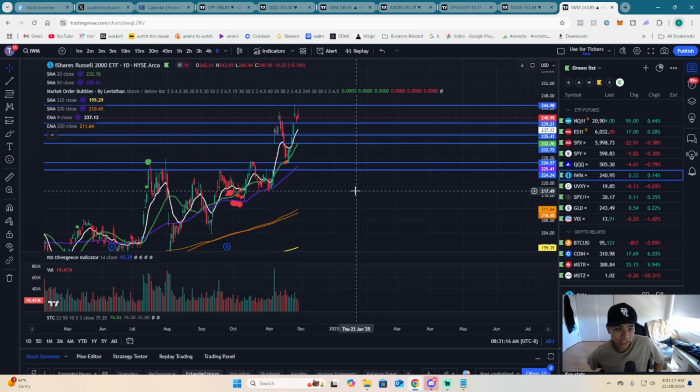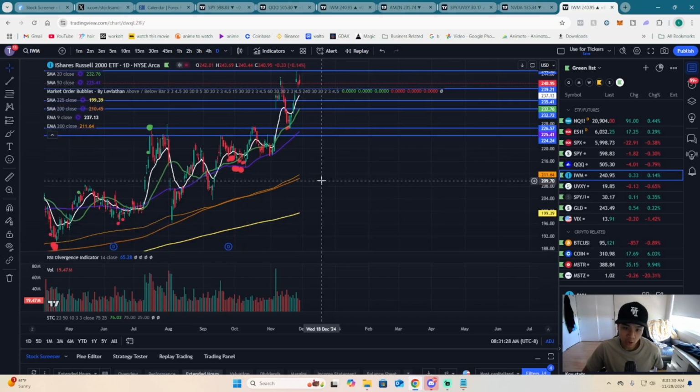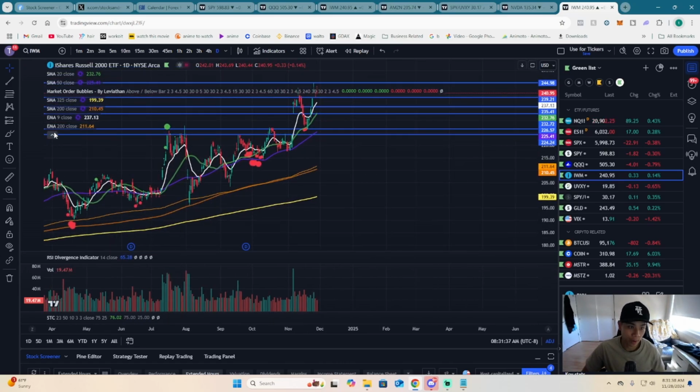On the left side, you guys can clearly see that I have 7 indications. So what I want you guys to add is this 20 simple moving average, which is going to be the green color. The purple is the 50 simple moving average. The orange is the 200 simple moving average. And the yellow is going to be the 325 simple moving average, okay?